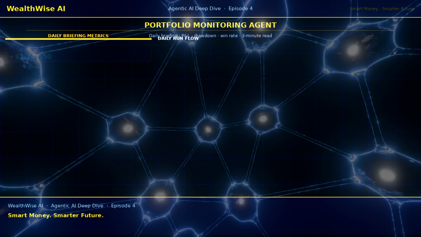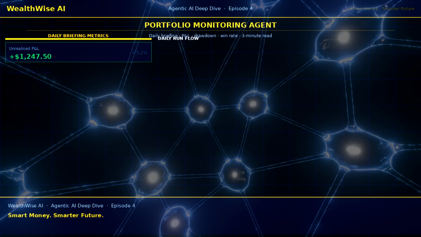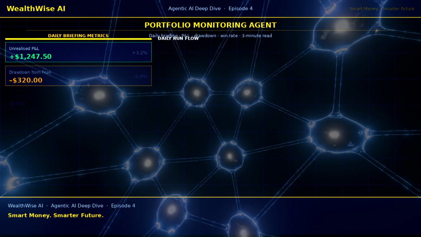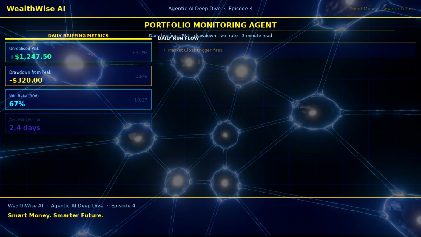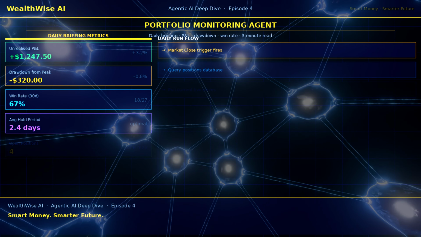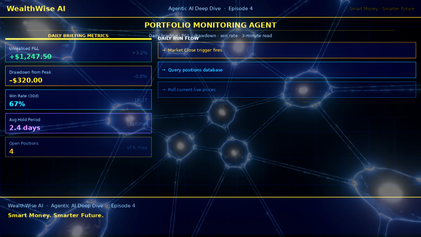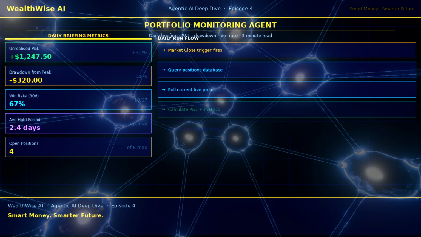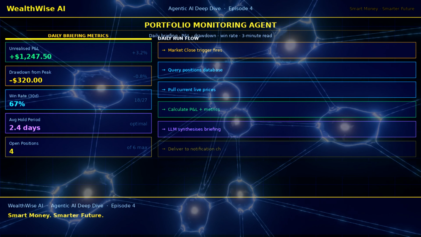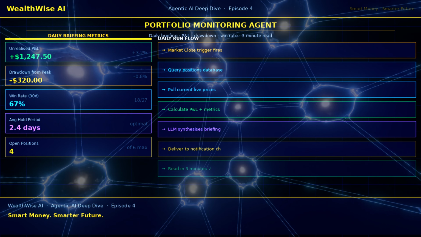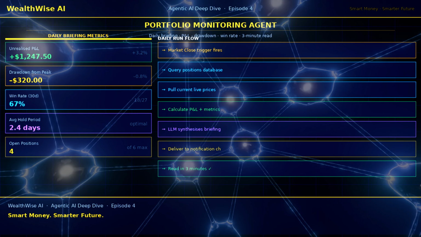It runs daily after market close, queries your positions database, pulls current prices, calculates unrealized P&L, drawdown from peak, win rate, and average holding period, passes all data to an LLM, which synthesizes a structured daily briefing. You read it in 3 minutes, make decisions requiring human judgment, go to sleep knowing exactly where you stand.